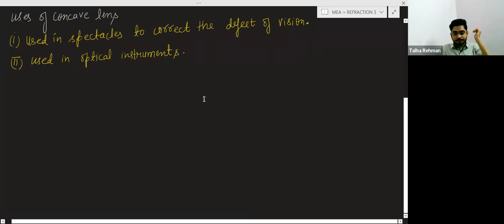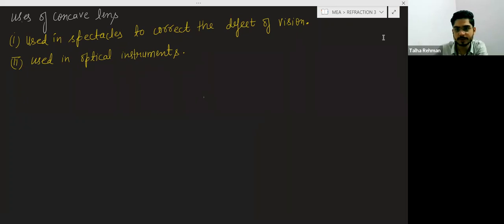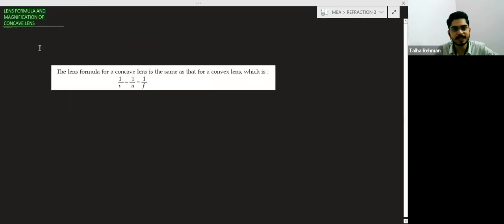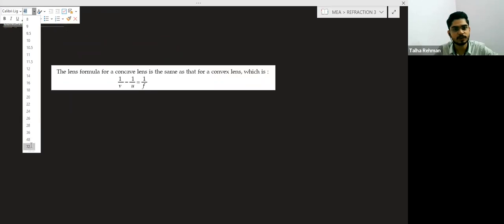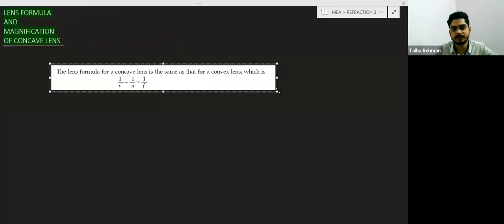So now, there is one note point. I have already written this. I am again writing this point. So we will write this in the magnification. The lens formula for the concave lens will remain the same.